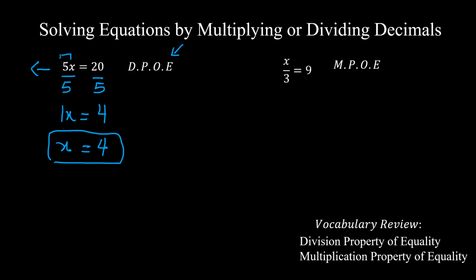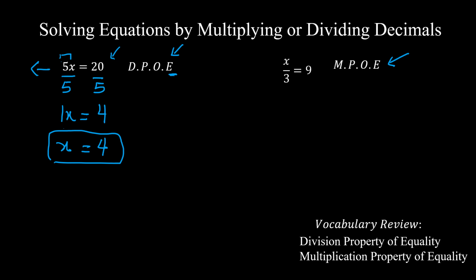Now, this division property of equality, all it states is that you can divide an equation by the same number without changing the equation. So that's what we did here. Our equation is still the same, even though we divided both sides by 5, because that's what the division property of equality tells us. Okay, let's go to the multiplication property of equality.